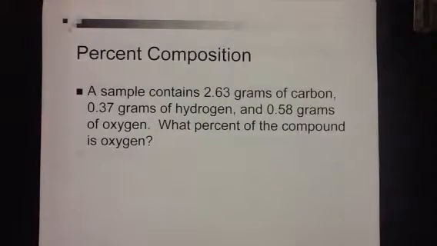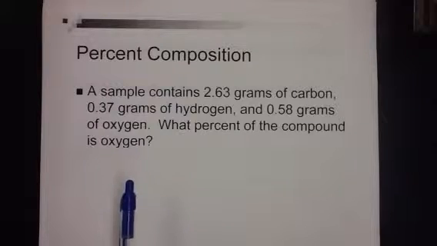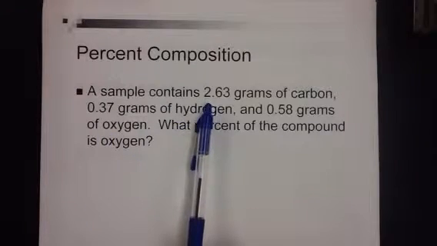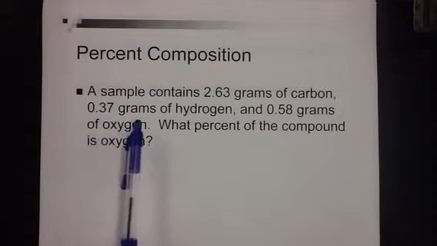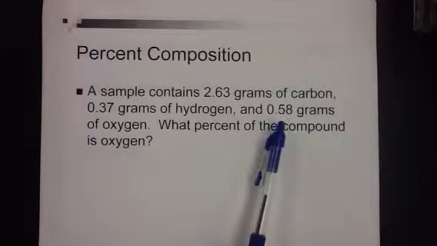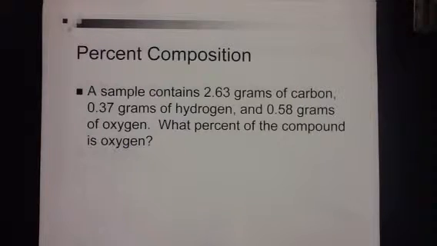All right, we're going to be looking at percent composition. So percent composition is by mass, and it tells us what percent of the mass of a mixture or compound is made up of each substance or each element in a compound. So in this example, we have a compound that contains 2.63 grams of carbon, 0.37 grams of hydrogen, and 0.58 grams of oxygen. What percent of the compound is oxygen?